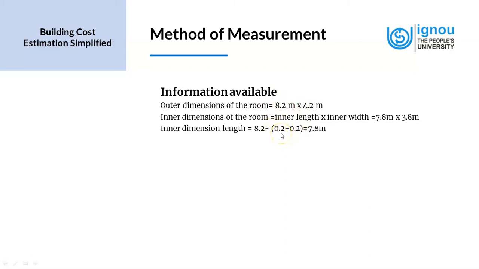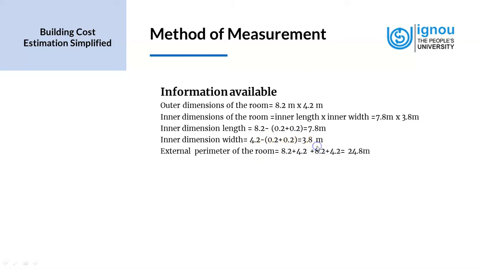Inner length is 8.2 meters, which is the outer length, minus 0.2 minus 0.2. This is the width of the wall, and because there are two walls, we have 8.2 minus 0.2 minus 0.2, which is 7.8 meters. The inner width: we saw that the outer width was 4.2, and in order to find the inner width of the room, we subtract the width of the wall 2 times from the outer width of the room. So it becomes 4.2 minus 0.2 minus 0.2, which is 3.8 meters.